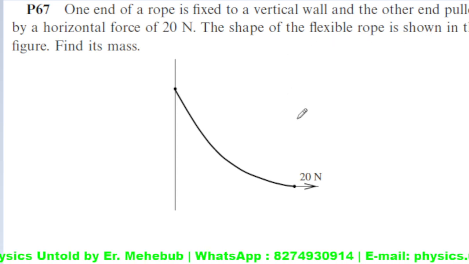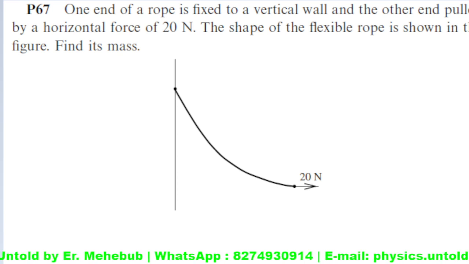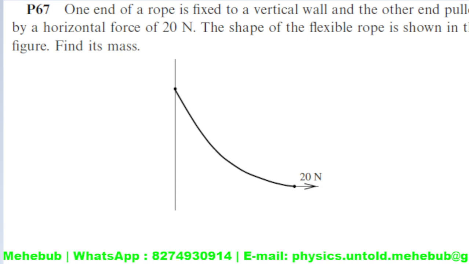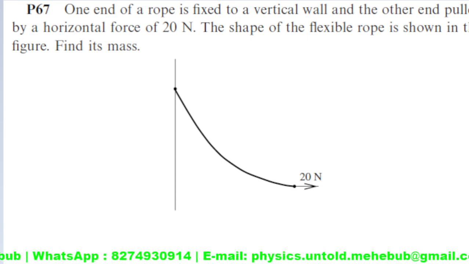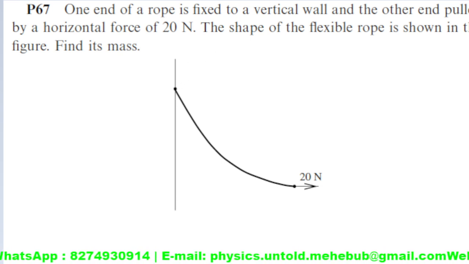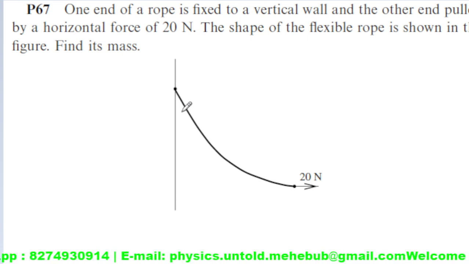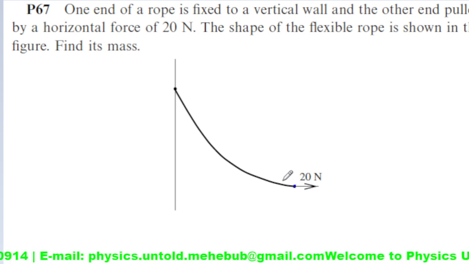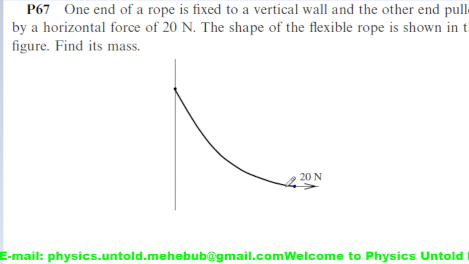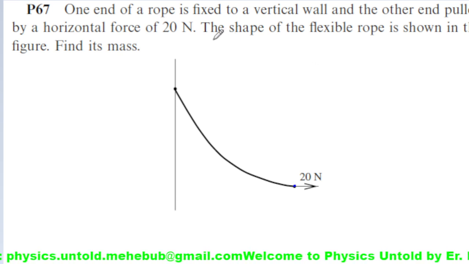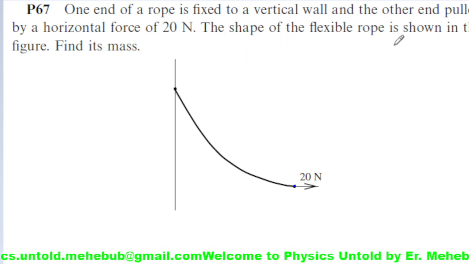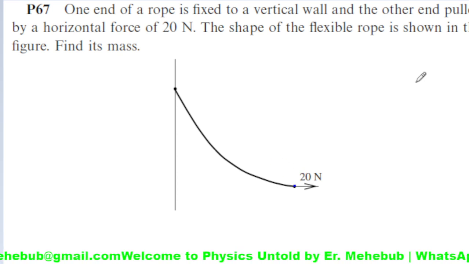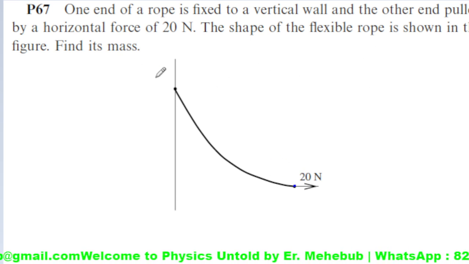Find its mass. In this question, if we analyze the diagram, one end of the rope is fixed, which is mentioned in our question, and the other end of this rope is pulled by a force of 20 Newton. The shape of the flexible rope is shown in the figure. This is the shape, and we have to find the mass of the rope.